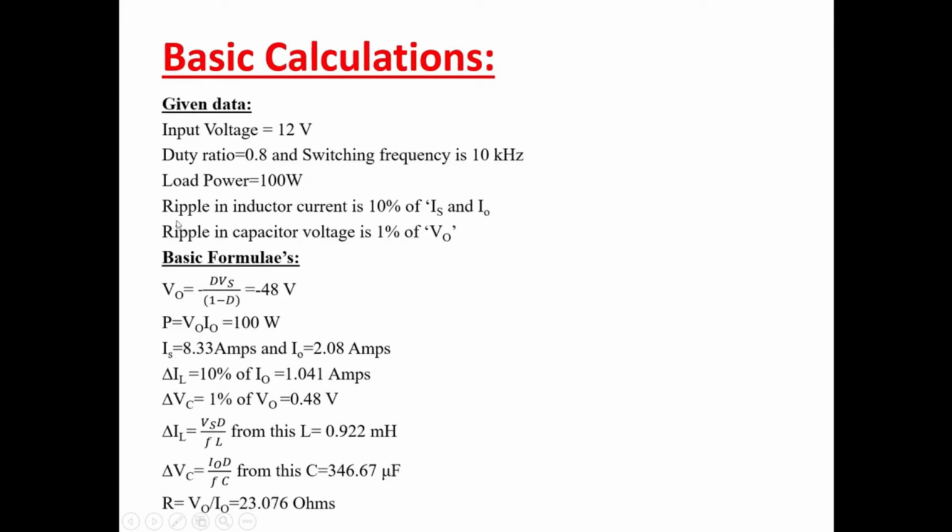This is my data. Source voltage is 12 volts. Duty cycle I am here taking 0.8, switching frequency is 10 kilohertz, and load power is 100 watts. Ripple in inductor is 10% of source current and load current. Okay, but this is not in the case of buck and boost converters. This is different from the buck and boost converter. Ripple in capacitor voltage is 1% of output voltage.